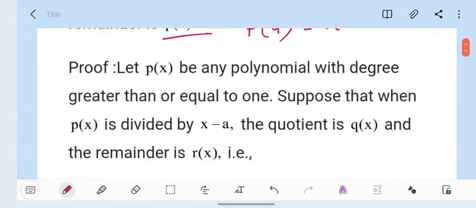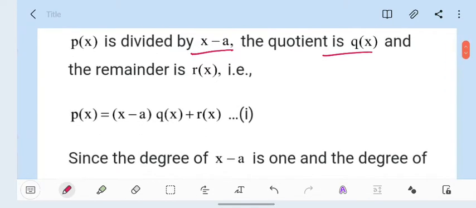Going to the proof, let p of x be any polynomial with degree greater than or equal to 1. Degree means the highest power of the variable. Suppose that when p of x is divided by x minus a, where a is some real number, the quotient is given by q of x and the remainder is r of x. That is, according to division algorithm, p of x equals x minus a, this is g of x, into q of x plus r of x.